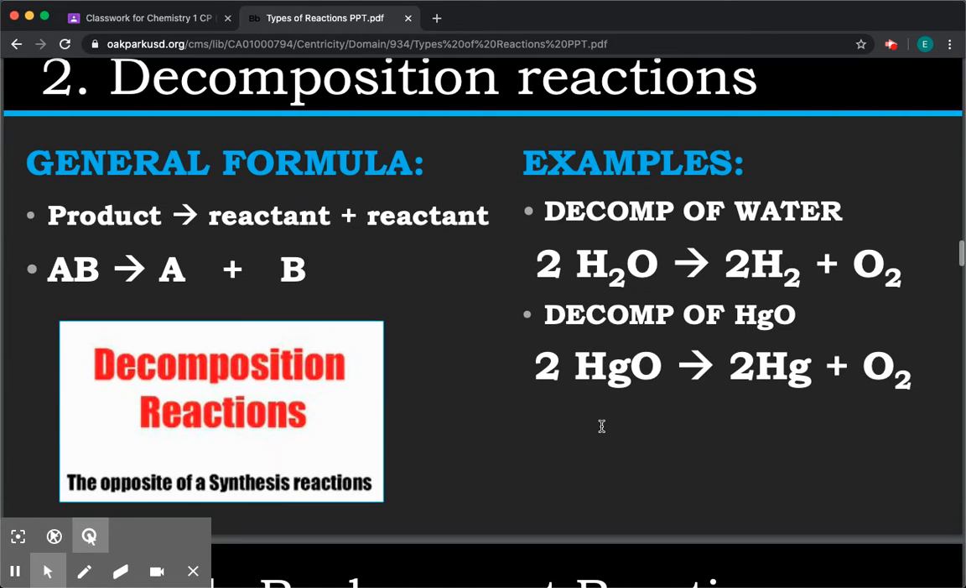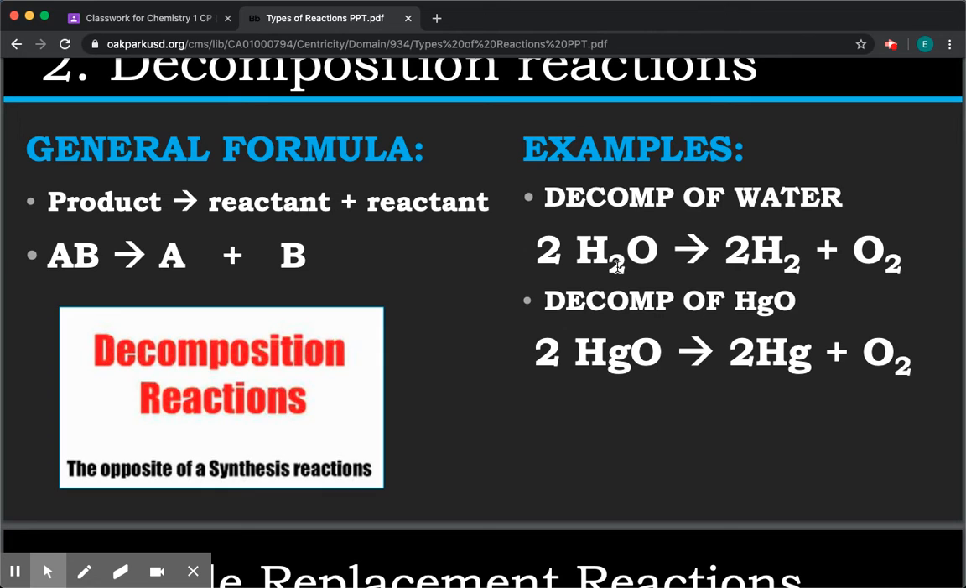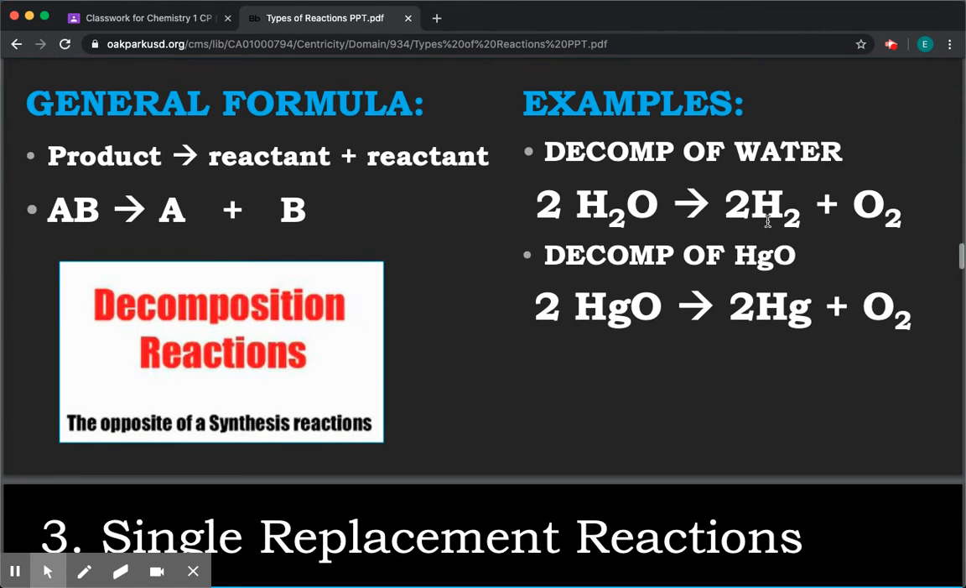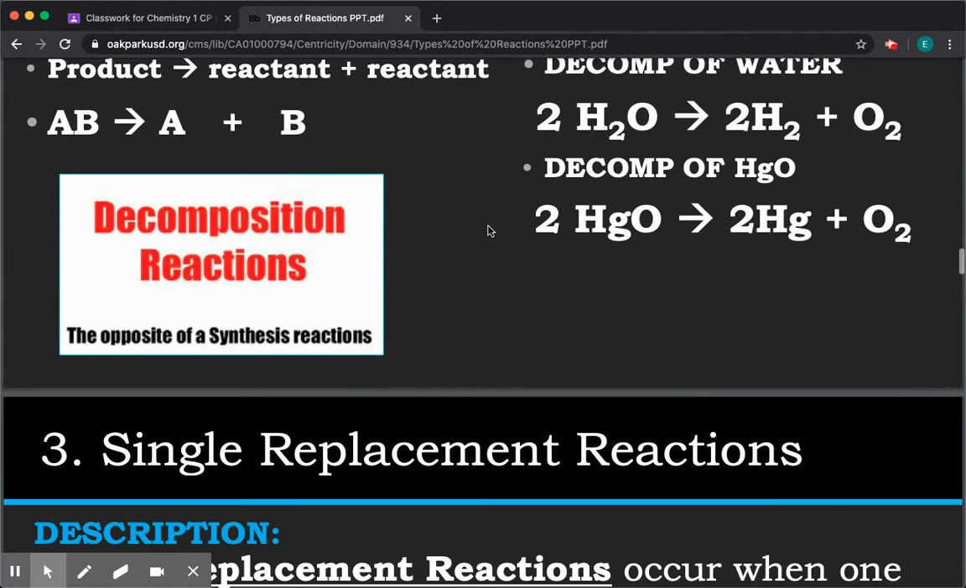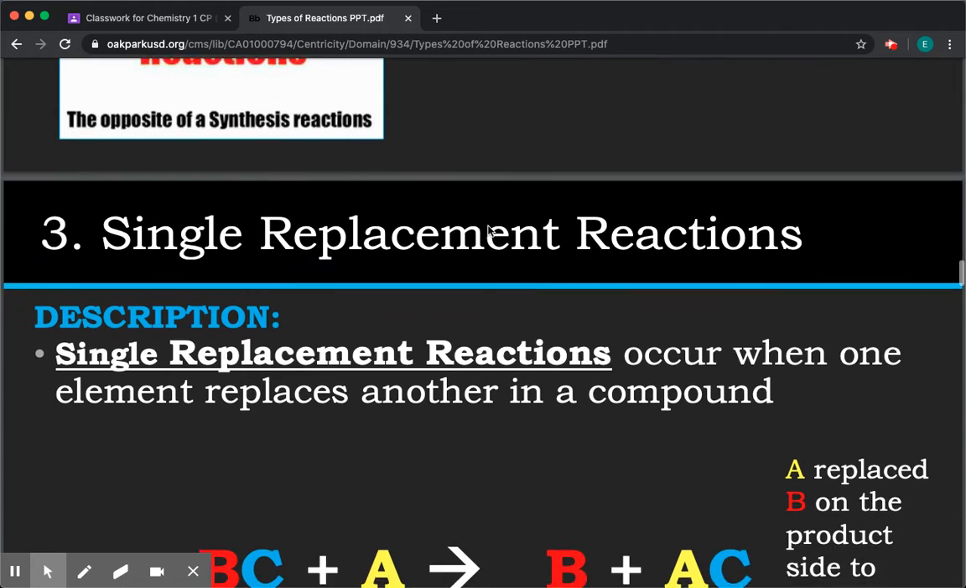Water and, well, this time they're using mercury and mercury oxide is what this is. So AB goes to A plus B. Okay. Water is being broken apart into hydrogen and oxygen. And that exact process is actually called electrolysis. Okay. If you were wondering how they actually do it, they do it with electricity. It's a common way to do it.